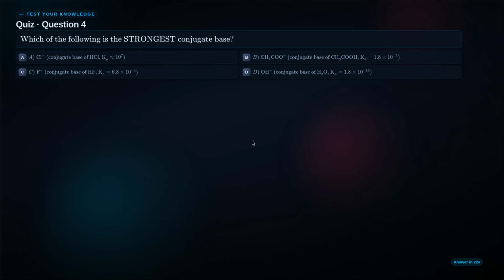The correct answer is option D. The weaker the acid, the stronger its conjugate base. H2O has the smallest Ka, so OH- is the strongest conjugate base.